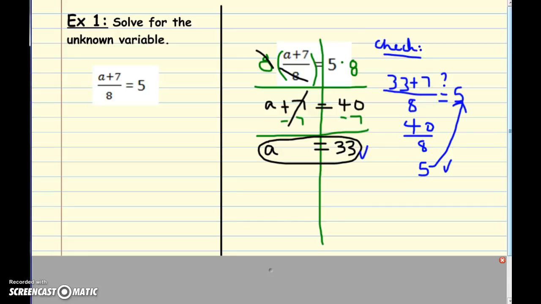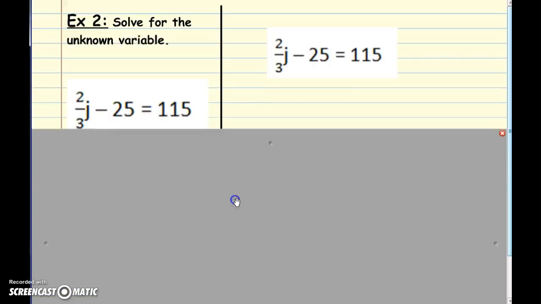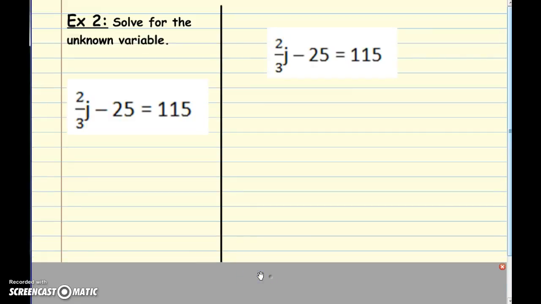All right, let's go on to example number 2. So we're going to solve for the unknown variable here, and so we have 2/3 j minus 25 is equal to 115. So the same thing here. If we knew what j was, we would multiply by 2/3 and then subtract 25.